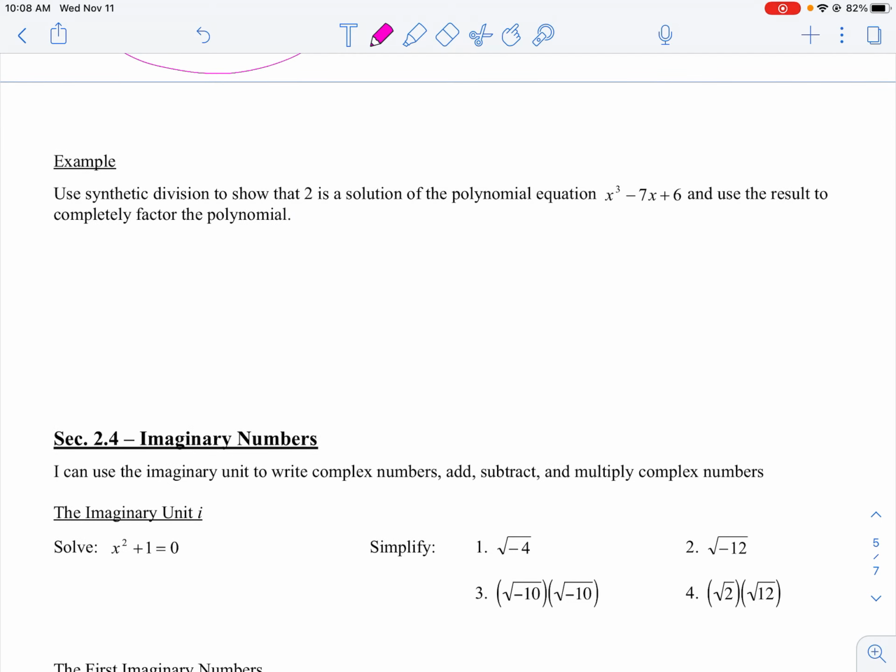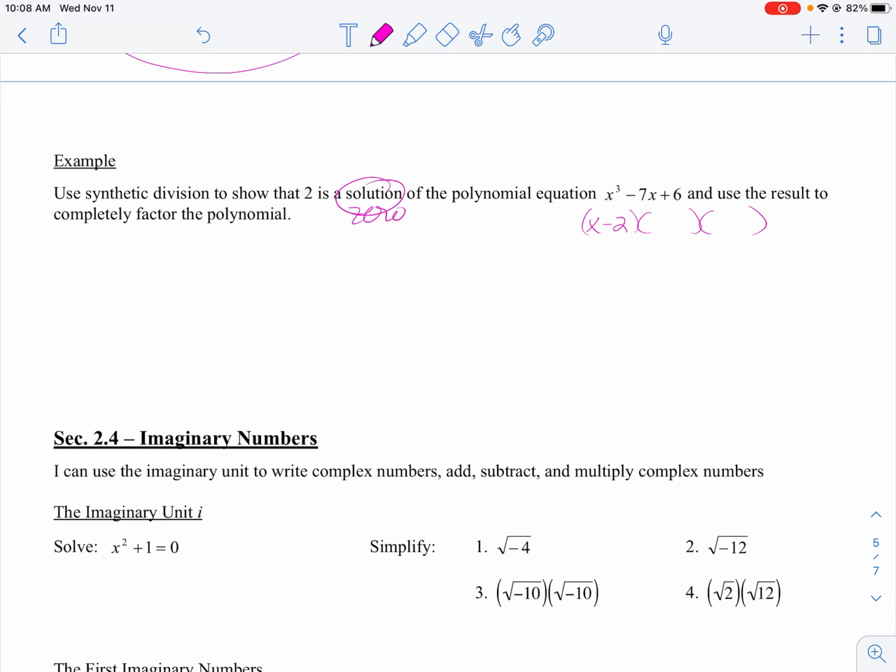Our last one says, use synthetic division to show that 2 is a solution, that's another word for 0, of this polynomial equation, and use the result to completely factor the polynomial. So what they want us to do is provide 3 factors. We know what one of them is going to be. If 2 is the 0, then x minus 2 is one of the factors. And my job is to find the other 2.